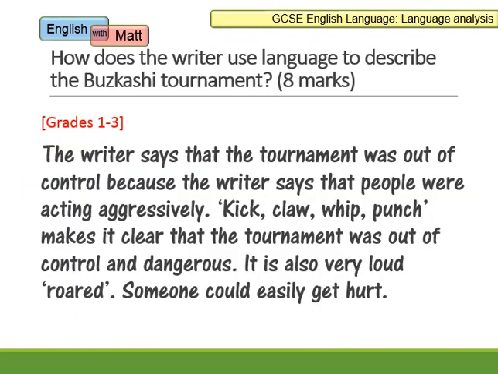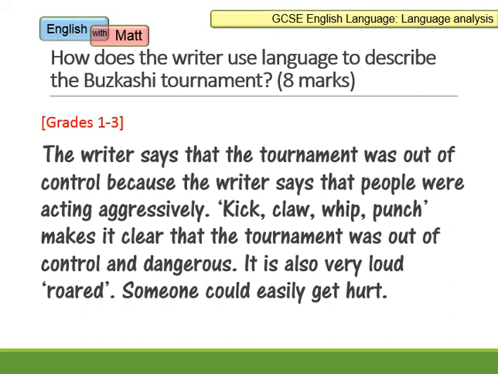Let's start with the grade 1 to 3 answer. The writer says that the tournament was out of control because the writer says that people were acting aggressively. Kick, claw, whip, punch makes it clear that the tournament was out of control and dangerous. It is also very loud, roared. Someone could easily get hurt. So you can see this isn't bad. They've quoted. They have also got some effects in there, but they're not very developed.